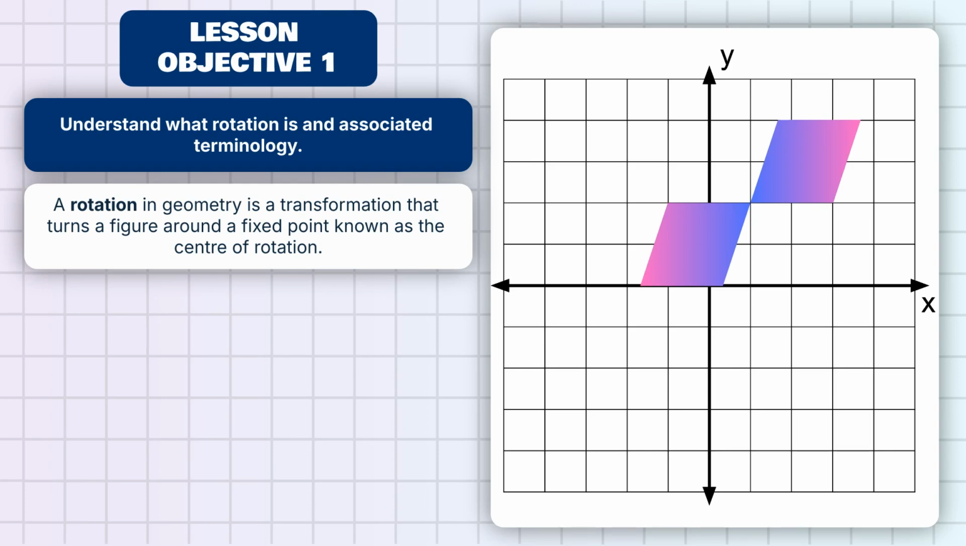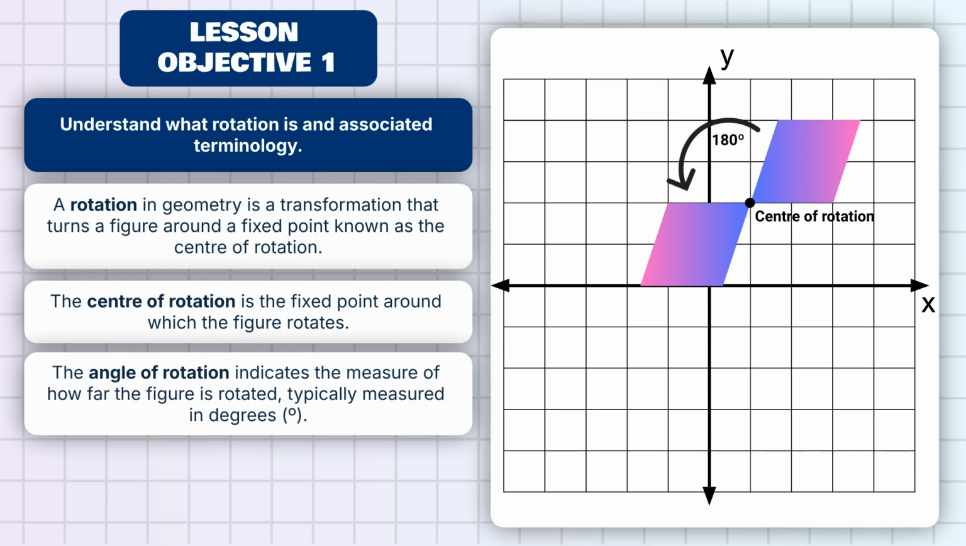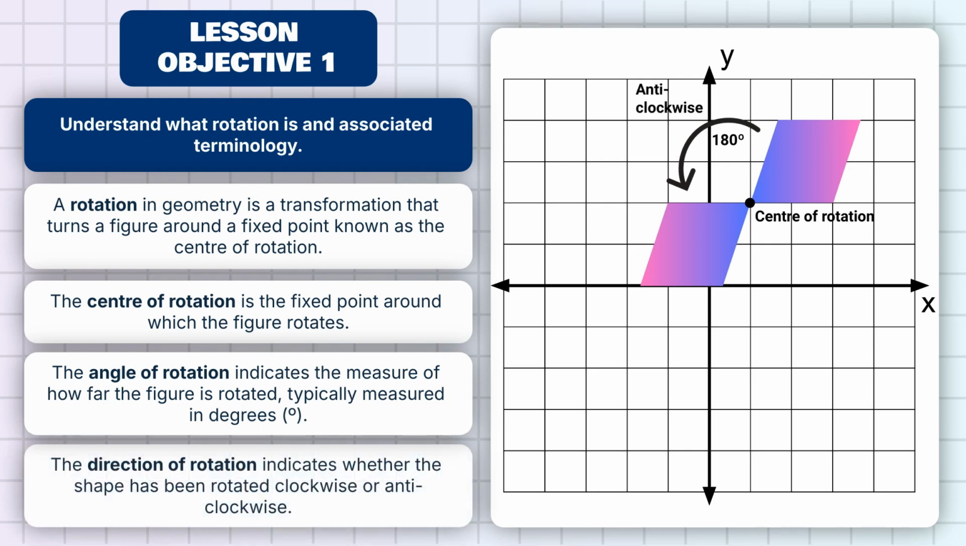There are three key concepts to remember here. First, the center of rotation, which is the fixed point around which the figure rotates. Second, the angle of rotation measures the degree to which the figure is rotated. Third, the direction of rotation tells us whether the shape has been rotated clockwise or anti-clockwise.